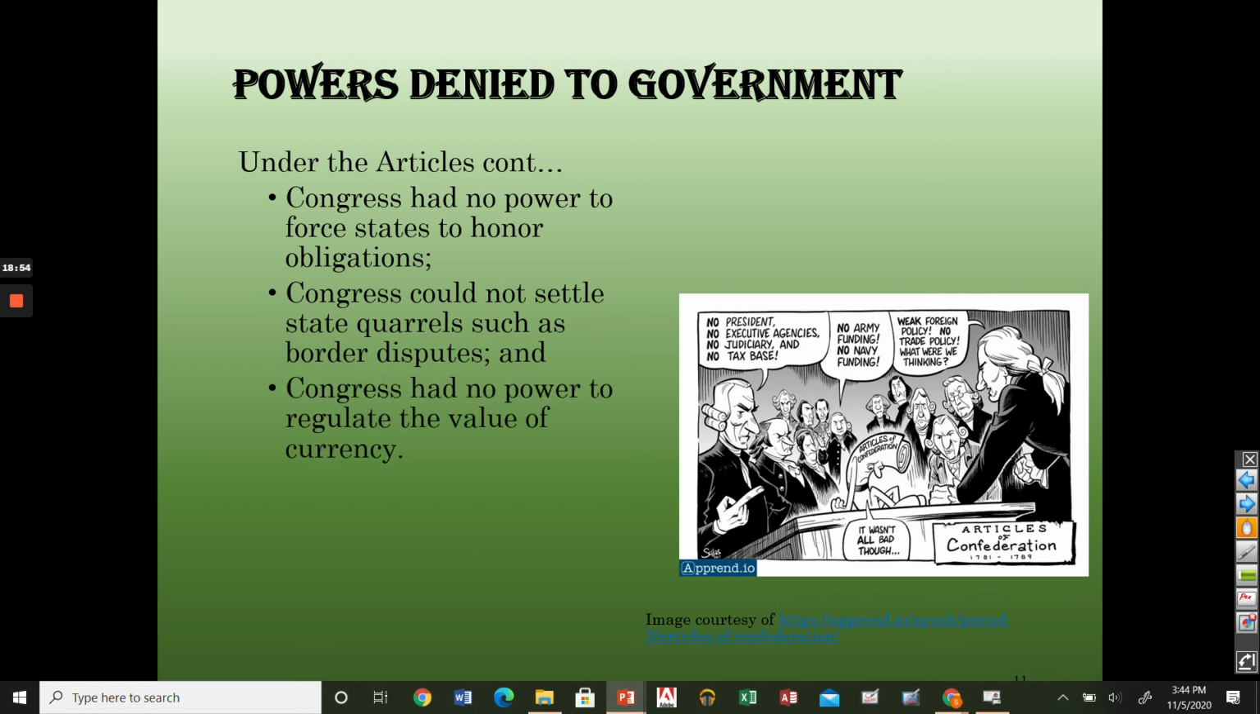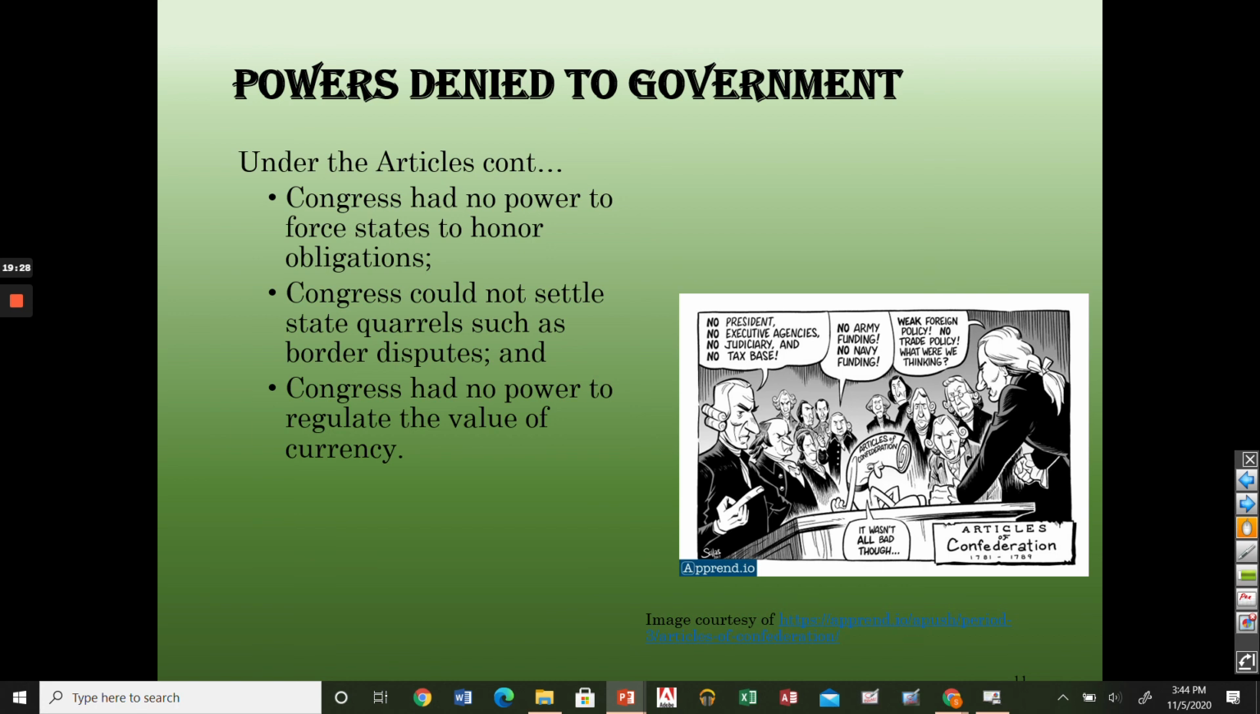And finally, Congress had no power to regulate the value of currency. Again, they could print money, but that money wasn't backed up by anything, and the states could still print their own money. So there might be a U.S. dollar, but Virginia might have its own currency. New York might have its own currency. Or Massachusetts would have a different currency. So the value of the currency was always changing, and it couldn't be controlled by Congress, which is one of the primary powers that national governments have: issue currency and try to manage it.